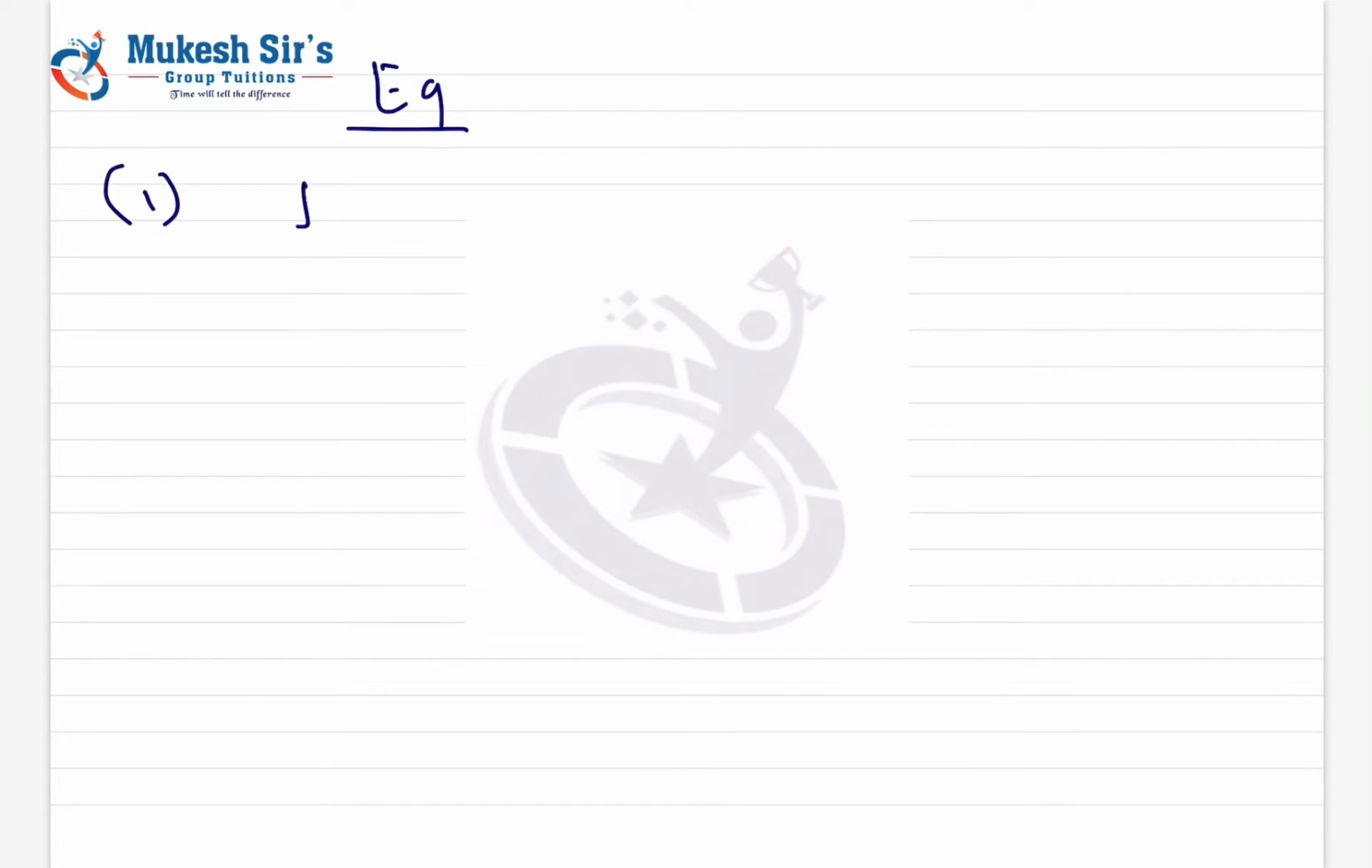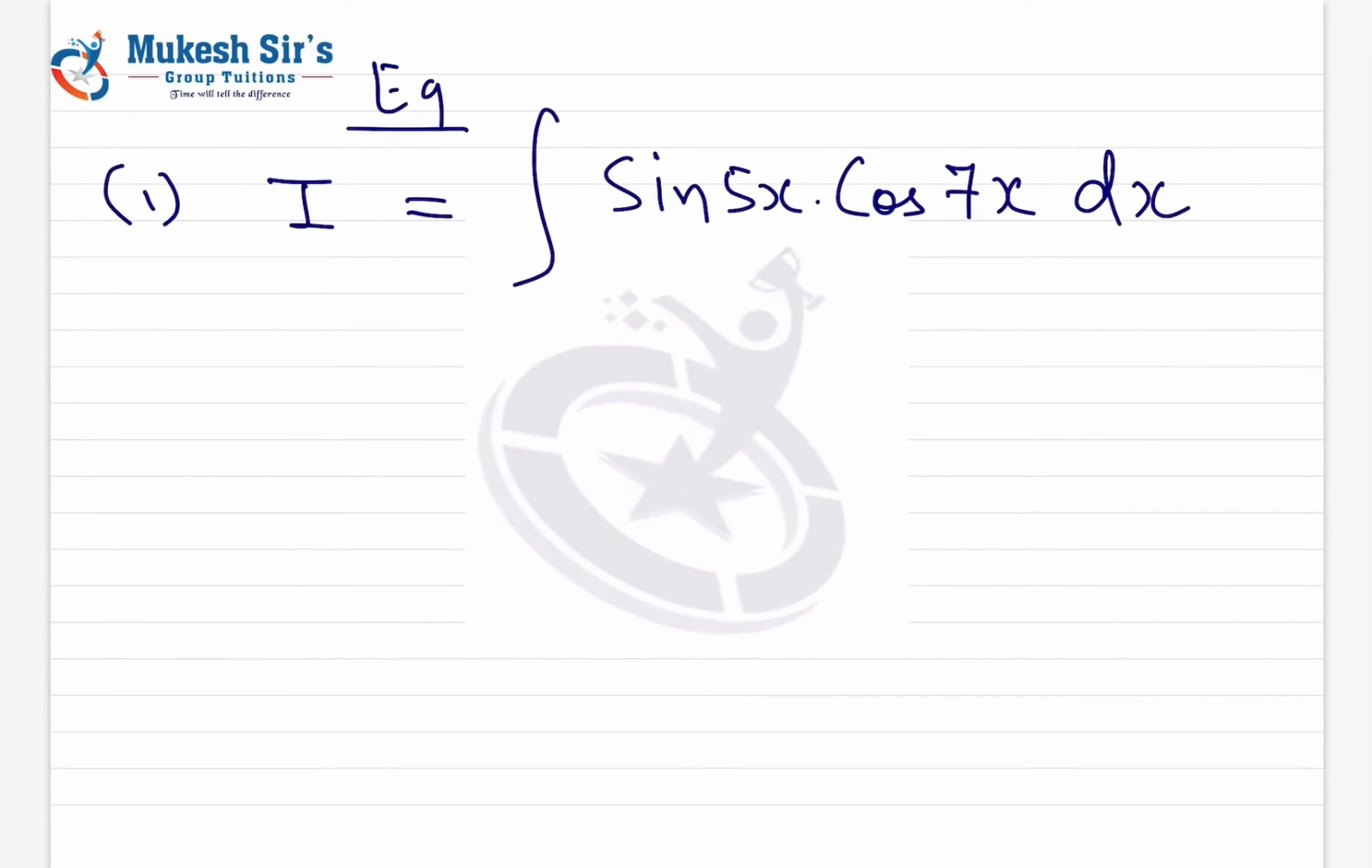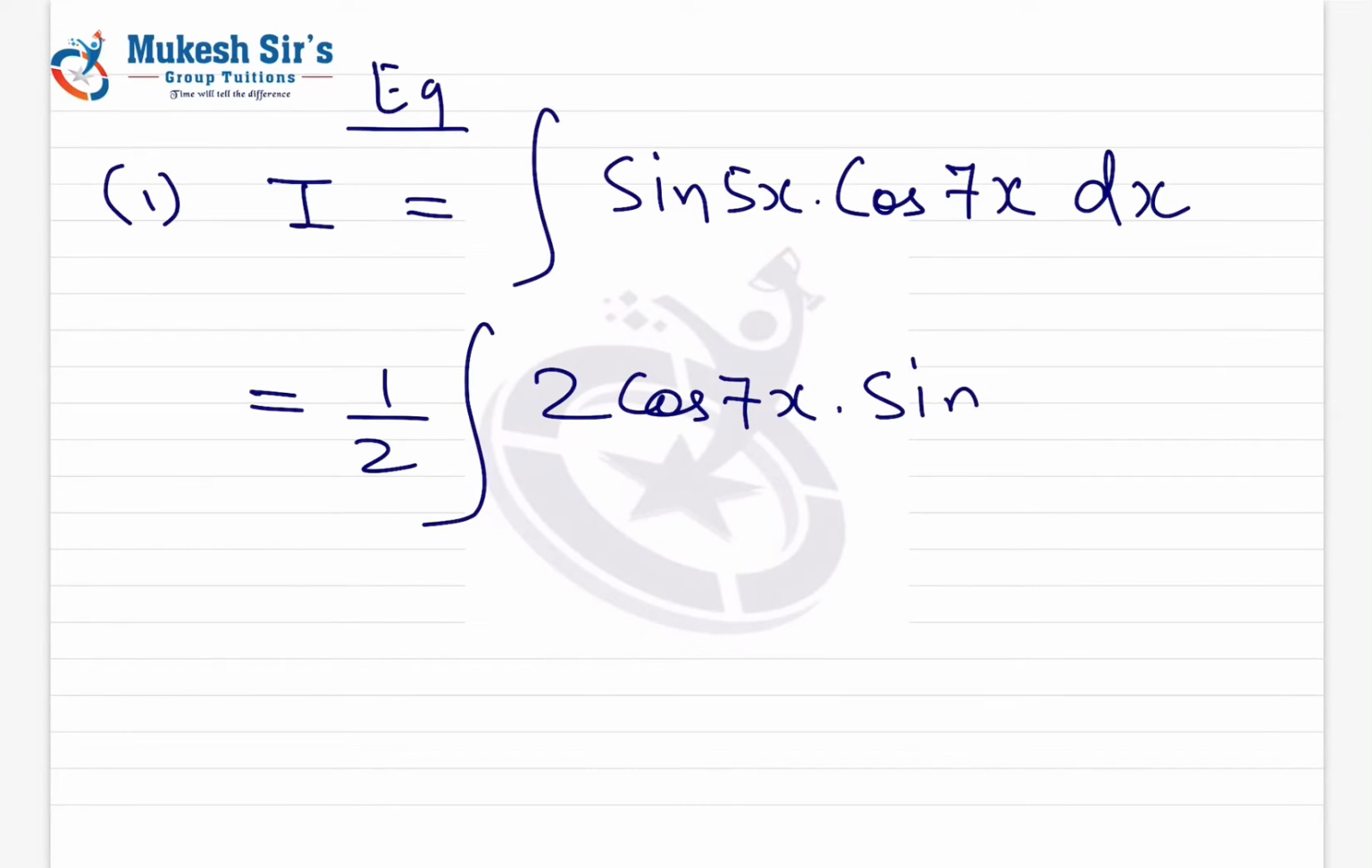Suppose you have integration of sin 5x into cos 7x the whole dx. So you multiply and divide by 2. Write the greater angle ratio first. इसमें बड़ा एंगल 7x है ना, तो वो पहले लिखना है. मल्टीप्लिकेशन है, so write the greater angle वाला रेशियो फर्स्ट: 2 cos 7x into sin 5x. Be very careful, always write the greater angle ratio first.